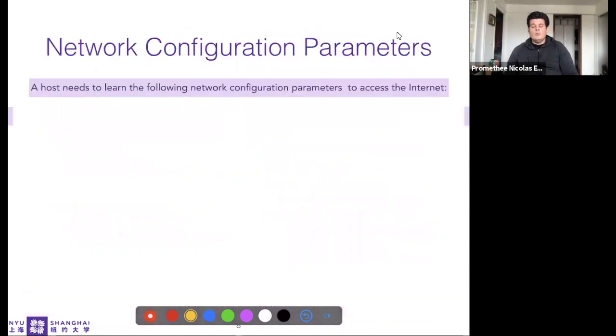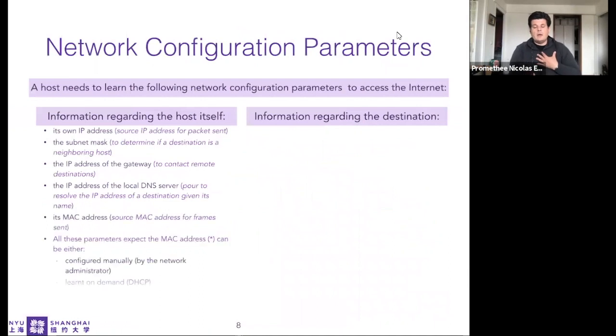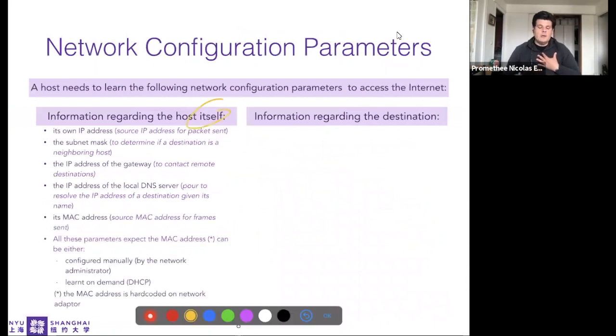So in order to be able to communicate, what should I know about myself? The thing that I should know is my IP address. First thing. I need to know the subnet mask of my network. And we will see that this is important because this is the only way I can check if the destination is on the same network. We need to share the same prefix. So to know if we share the same prefix, I should know what is the mask of my network.